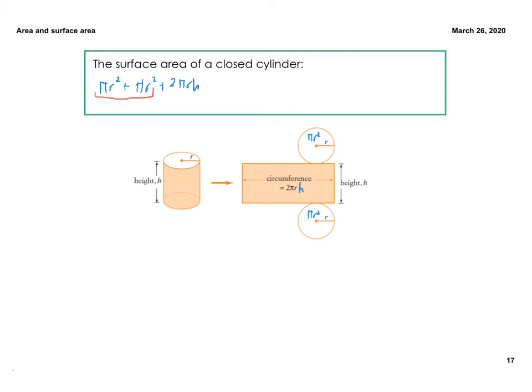So these are the two circles, and pi r squared plus pi r squared is 2 pi r squared, plus 2 pi r h. These are the ends, and this is the curved surface. Essentially you're adding two circles to a rectangle. Now if, for example, one end is missing, it'll be pi r squared without the two. So you might have to adapt this to meet different questions. But generally speaking, closed cylinder, everything intact, 2 pi r squared plus 2 pi r h.